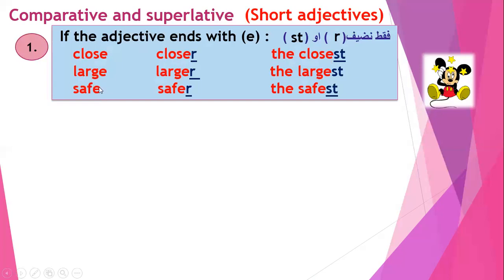Safe آمن ends with E انتهت ب E. إذا فقط نضيف R في المقارنة. Safer أأمن. And the safest أضفنا ST في التفضيل. The safest. هذه الحالة الأولى if the adjective ends with E just add R in comparative instead of adding ER. راح نضيف فقط R or ST instead of adding EST راح نضيف فقط ST في التفضيل.